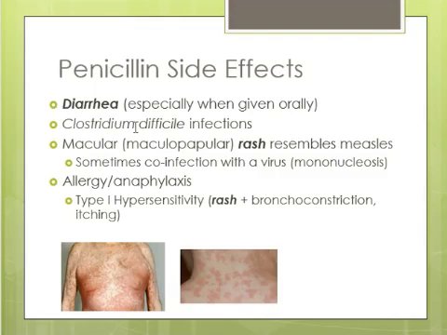And so the other thing to consider with penicillin side effects is the presentation of a rash, and this rash is actually twofold. There's one form of the rash that resembles measles. And this usually occurs when there's a co-infection with a virus, most often mono. Okay, there's a more severe form of the rash that's associated with a hypersensitivity reaction, a type 1 hypersensitivity reaction. And that rash is also seen with bronchoconstriction and extreme itching.